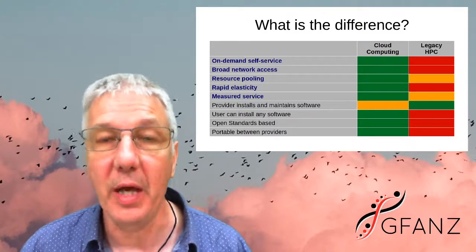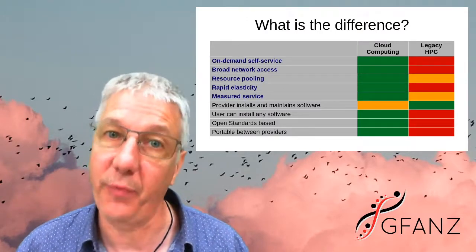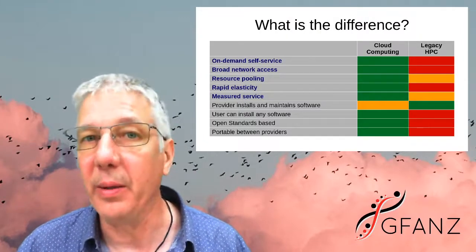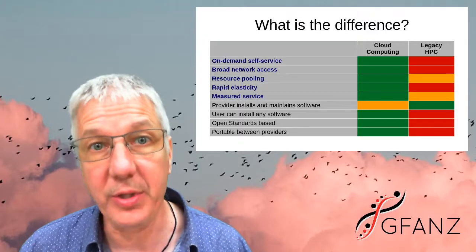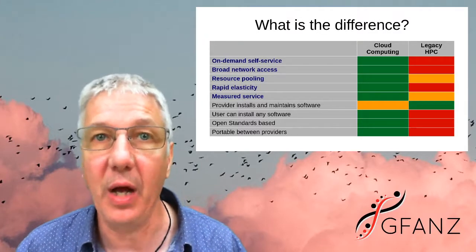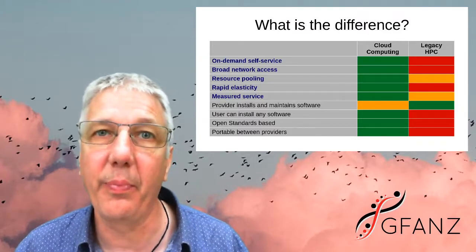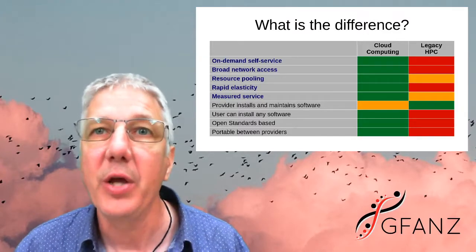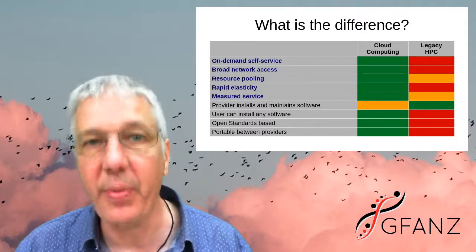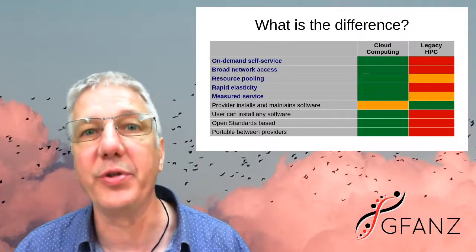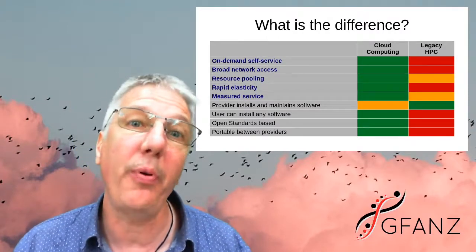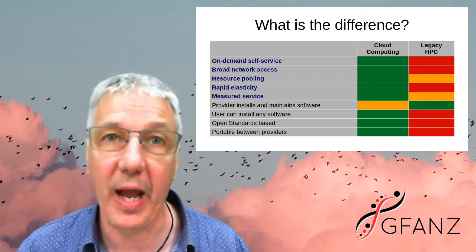And you'll see that cloud computing has those characteristics, of course, and you'll see that the legacy HPC systems, in the places where they're red, they don't have those characteristics, and where they're amber, they maybe do, depending on the way the system's set up. We also see provider installs and maintains software. So this is true for the high-performance computing systems. There's somebody there that you have to contact and install the software for you. Not so much for the cloud systems, but our project is actually aiming to bridge that gap.